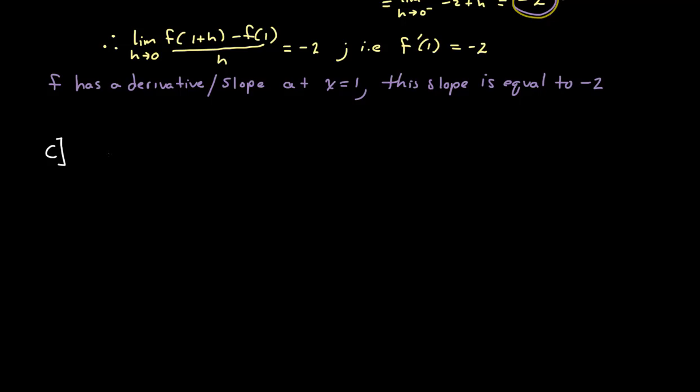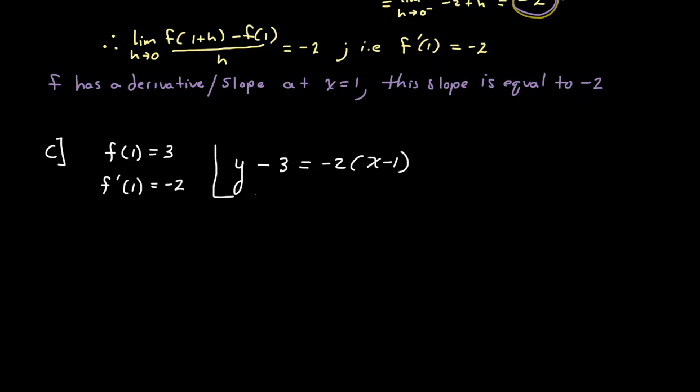Okay, finally part C, we will need two elements. We're going to need f of 1 equals 3, and we're going to need the slope f prime of 1, which we found to be negative 2. We piece it together. y minus 3 equals negative 2 times x minus 1. That is the equation of the tangent line to that function with a smooth transition at x equals 1.